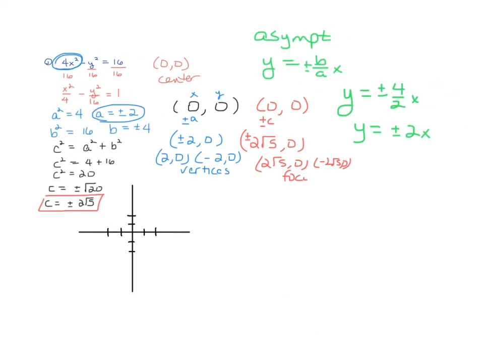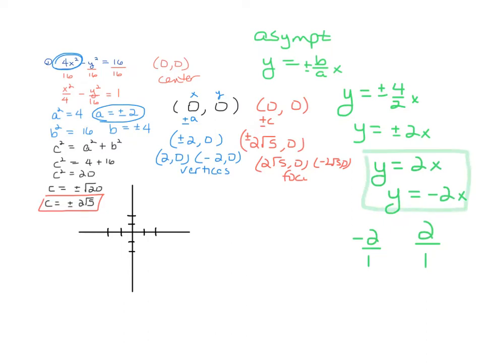So the two linear equations that I'm going to graph are y equals 2x and y equals negative 2x. Think of y equals mx plus b. I'm going to graph it at the center, which is my y-intercept, and I'm going to rise 2 and run 1. When it's negative, again, I'll go down 2 and over 1. I'm graphing these two lines for my asymptotes. So I'm going to graph those first.